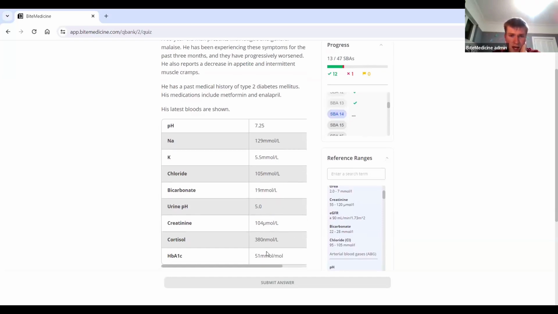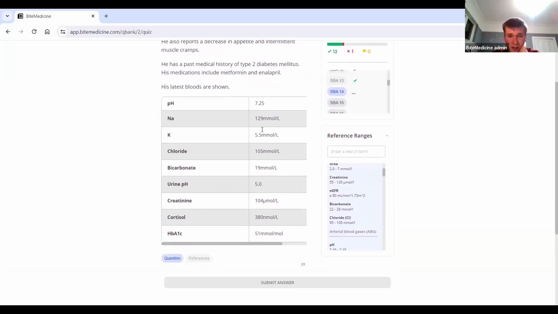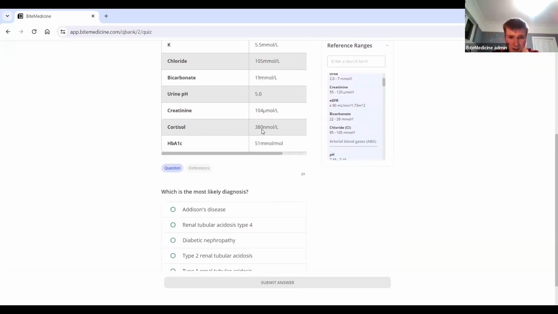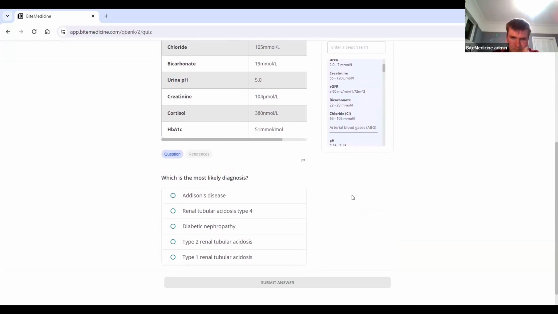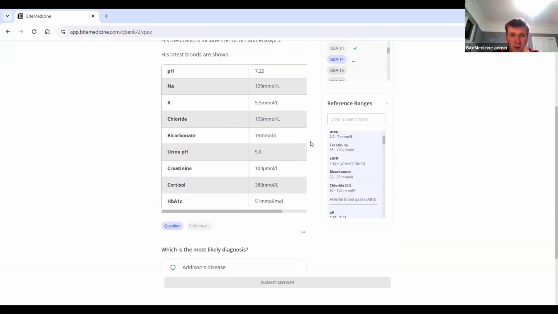Cortisol's okay. HbA1c is up, which fits with his diabetes. So what is the question here? I've got a horrible feeling this is going to be one of those renal tubular acidosis questions. Oh, look at that, it is. Right. I used to know this once upon a time.